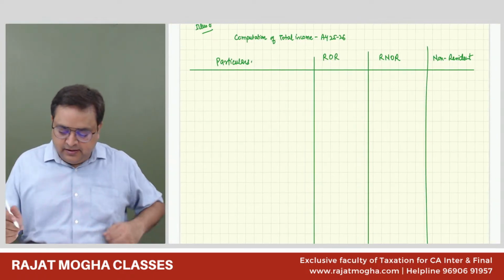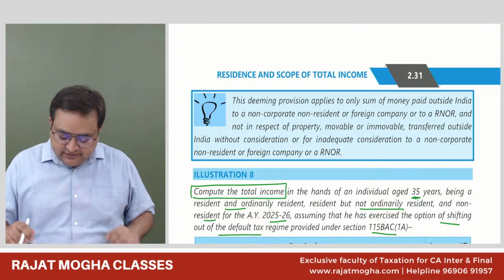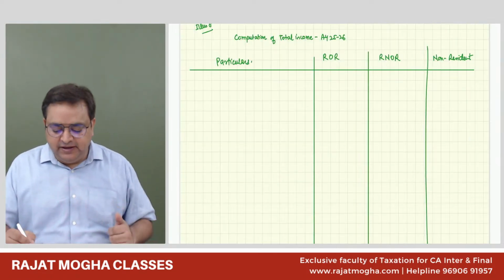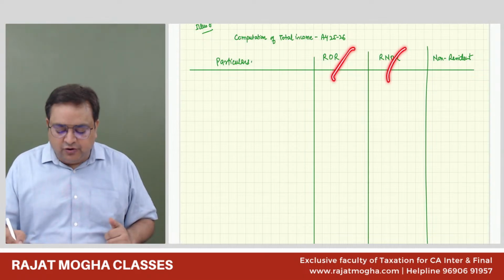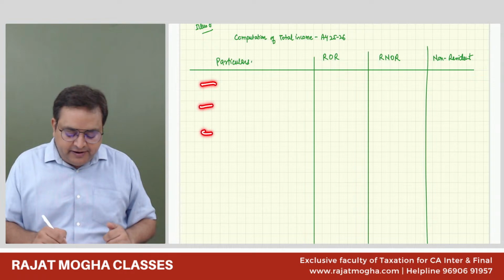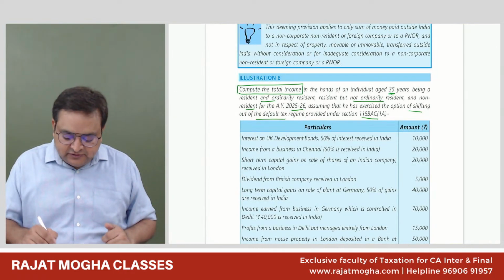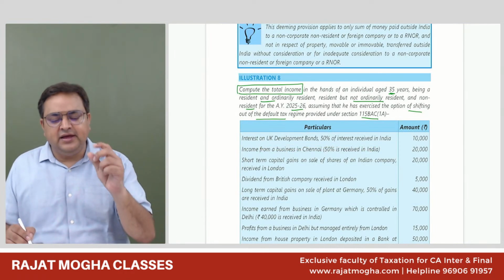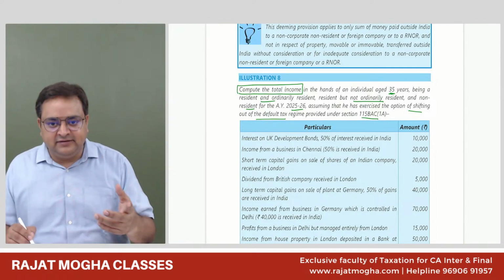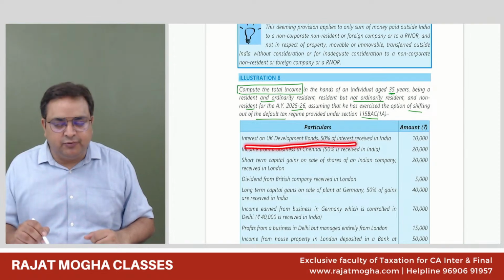Now in this type of question, guys, if they are asking whether he would be resident, ordinary, not ordinary, or non-resident, you should make some columns. And when you write the particulars, don't just copy and paste everything. Write it in short, just 3 or 4 words, so that the examiner can understand that you are picking up this particular point.